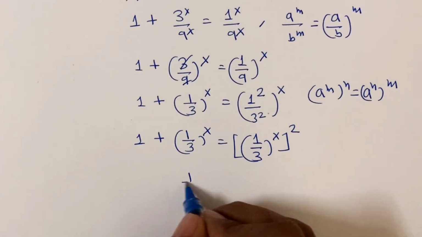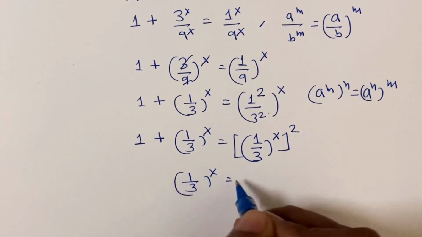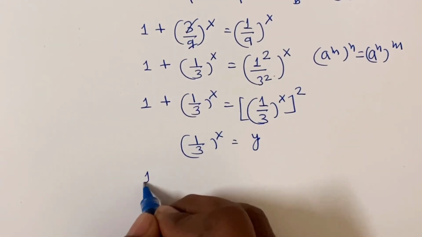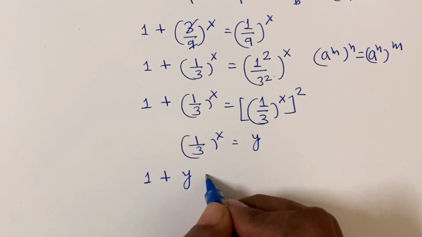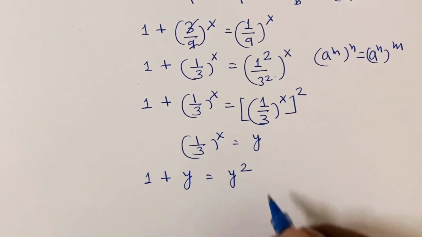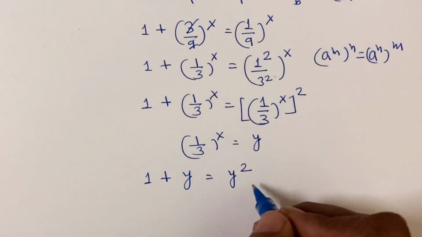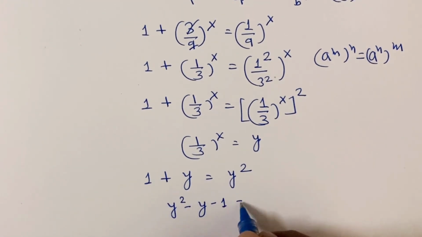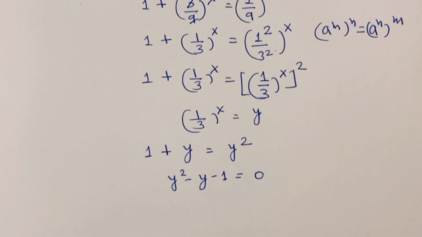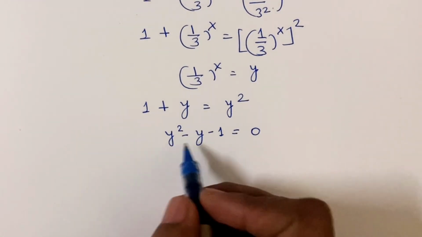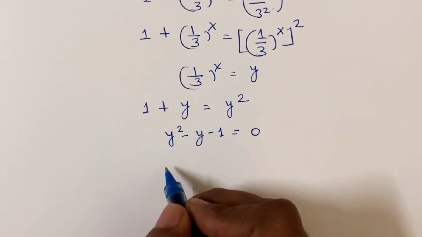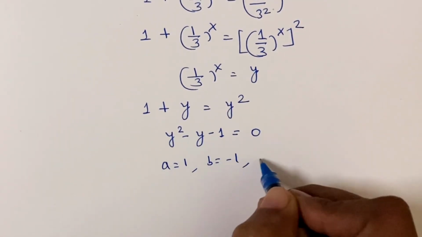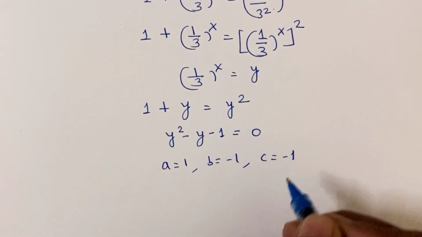Let's assume 1 divided by 3 to power x equals y. So this equation will be simplified to 1 plus y equals y square, or y square minus y minus 1 equals 0. Now this is the quadratic equation. Here a equals 1, b equals minus 1 and c equals minus 1.